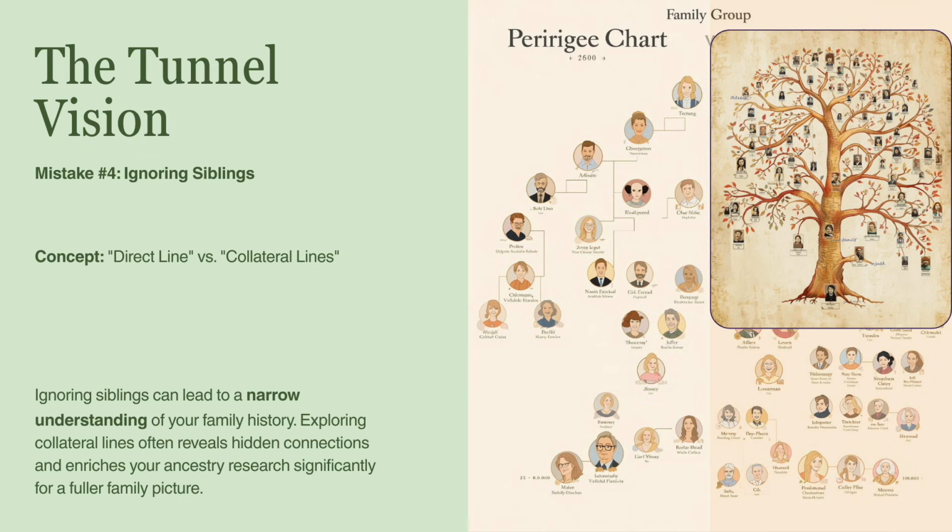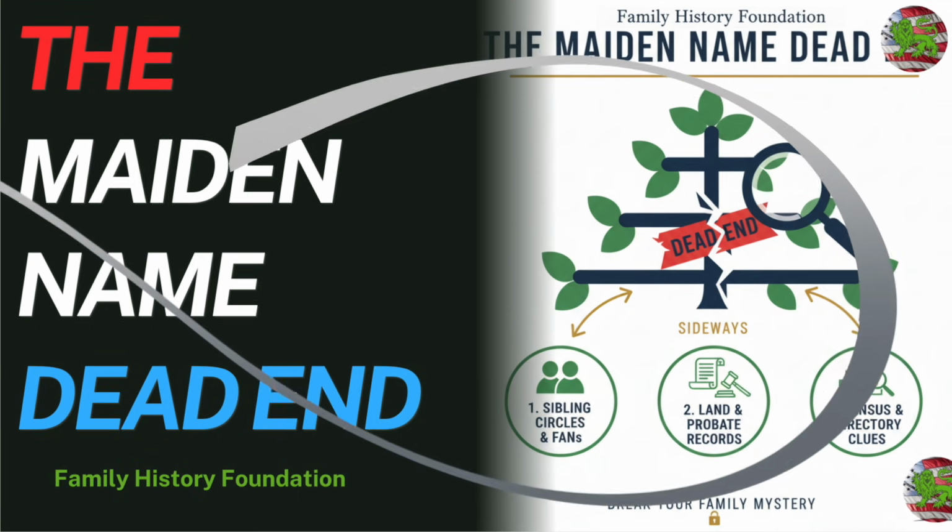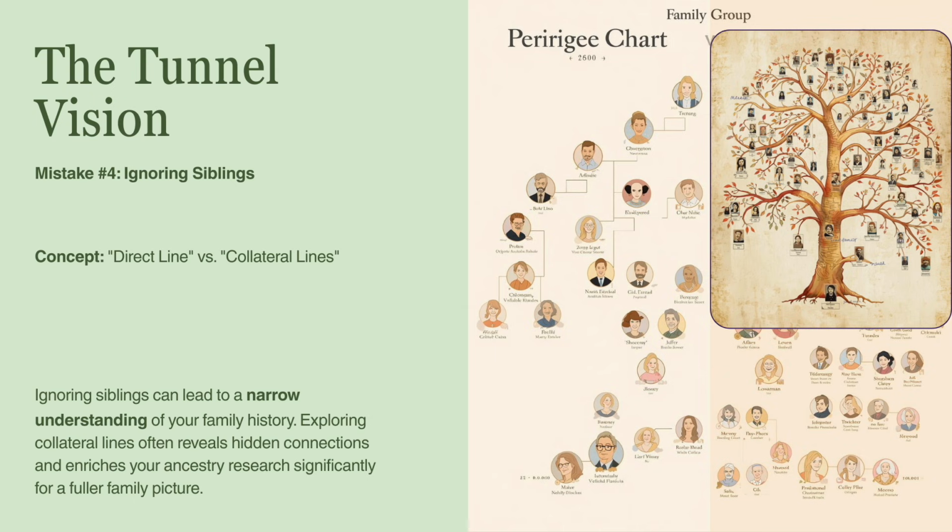So mistake number 4 is having direct line vision. This is when you only research your direct ancestors. And I've talked about this in so many different videos. Parents, grandparents, and great-grandparents. And you ignore their brothers and sisters, the siblings, the magic of siblings. This is a rookie mistake that leads to brick walls. Why? Because your direct ancestor might have been the quiet one who never left a paper trail, but maybe his brother was loud, litigious, and wealthy.